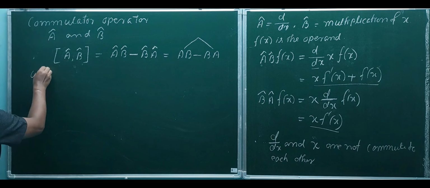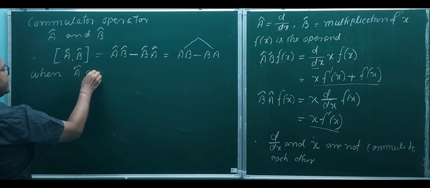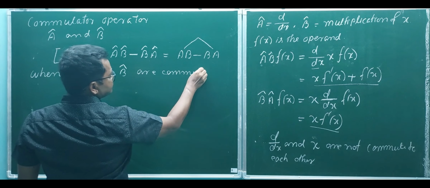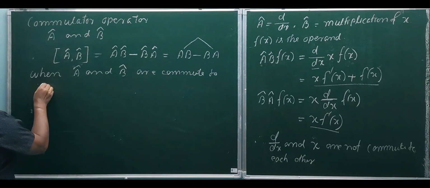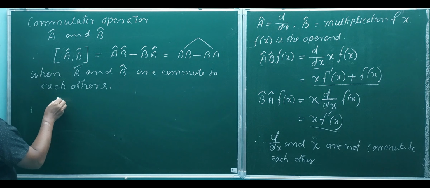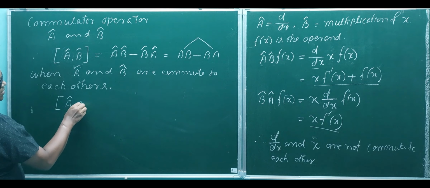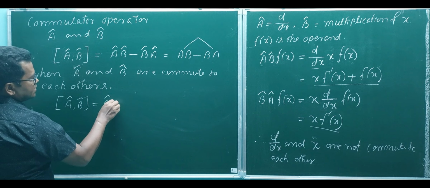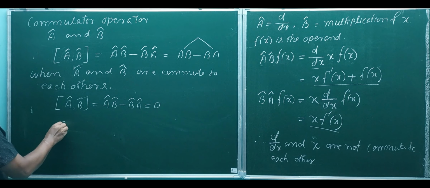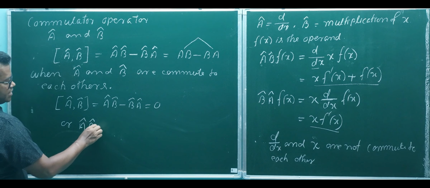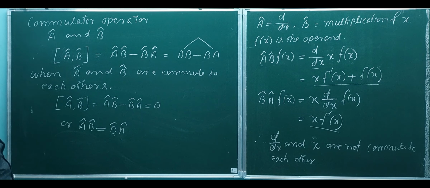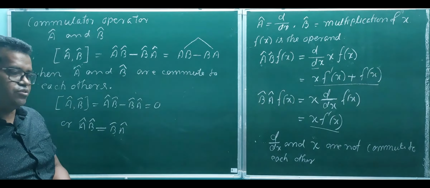Now when A and B commute with each other, therefore A cap B cap minus B cap A cap equals 0, or A cap B cap equals B cap A cap. So this is all about the commutator operator.